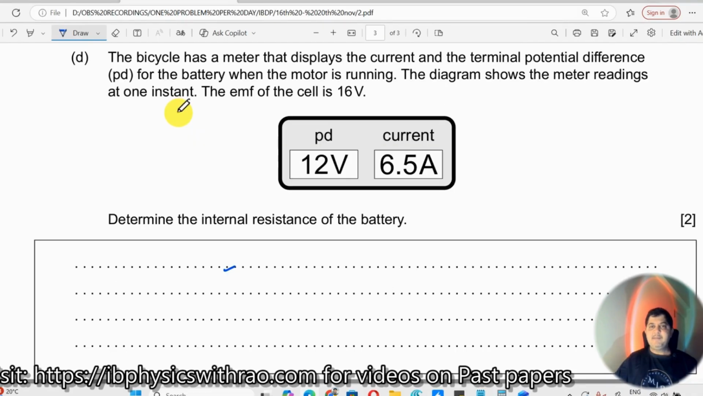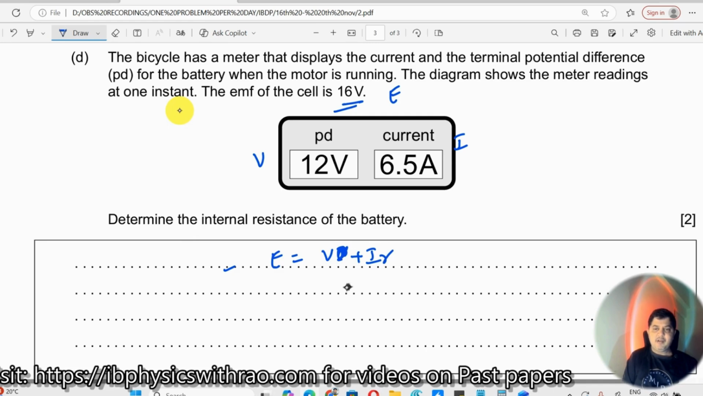The bicycle has a meter that displays the current and terminal potential difference PD of the battery when the motor is running. So PD is given, current is given, and the diagram shows the meter readings at one instant. The EMF of the battery is 16 volts. So this is your terminal potential difference V, and this is your current I. So how are these related? Determine the internal resistance of the battery. These are related using the equation E equals V plus I into R, right?